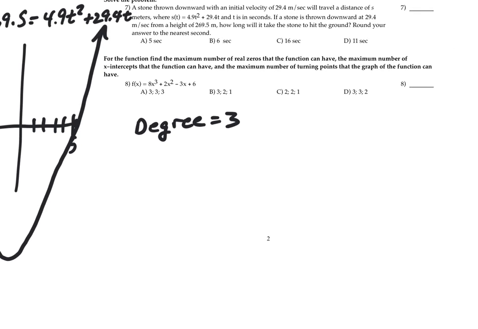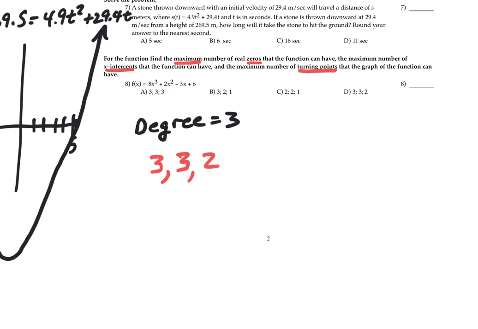Okay, there are 3 things that I am looking for here. I want the maximum number of zeros, the maximum number of x-intercepts, and the maximum number of turning points. Okay, and it's all based off of the degree. So I find my highest exponent, which is 3. If I have a degree of 3, how many times can that graph cross the x-axis at the most? 3. Okay, so 3 zeros, 3 x-intercepts, that's the most. That doesn't mean it will cross it. That means it could cross it 3 times. And then your turning points is always 1 less than that.